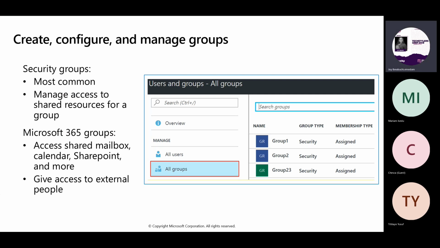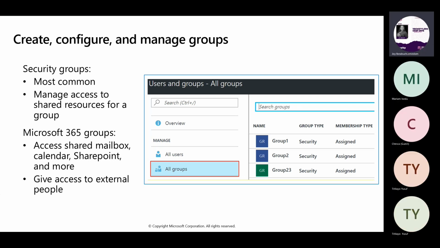Okay, so we just looked at how to create users, right? And in the process, we looked at configurable settings for users. Now we're going to look at how to create, configure, and manage groups. So we have what we call security groups and Microsoft 365 groups, right? Security groups are groups that allow us to enforce policies, right? So when you enforce policies on these groups, it can allow you to say, okay, people in this group should be able to access this, people in this group should not.